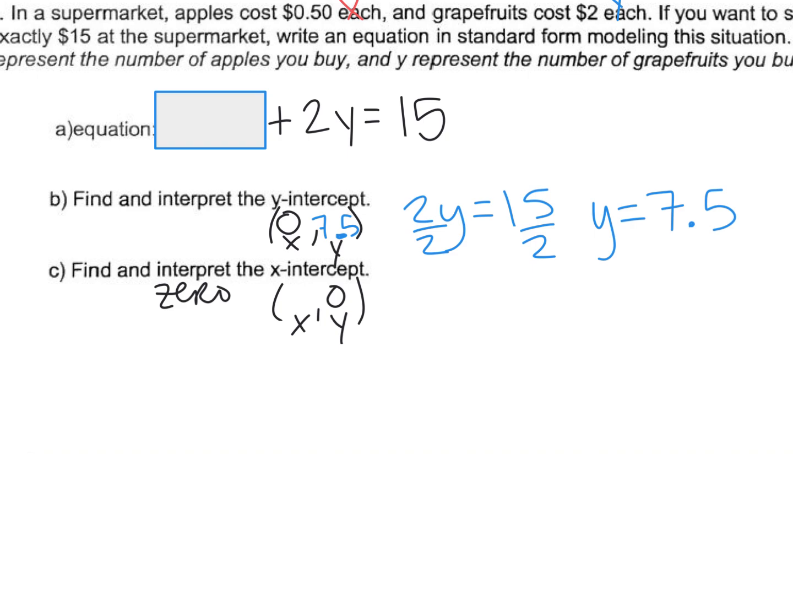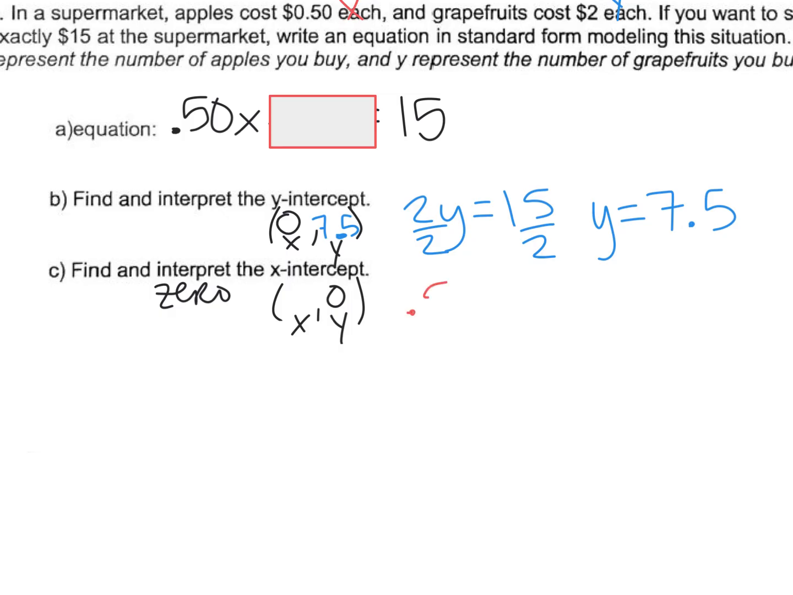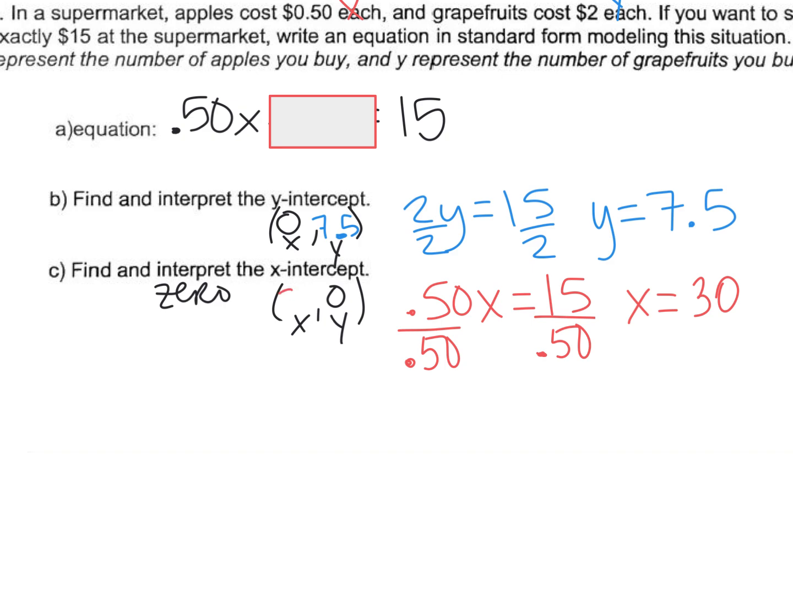Let's look at our x-intercept. Our x-intercept means we're covering up our y. So if I cover up my y and I have 0.50x equals 15, how do I get x by itself? We're multiplying, so instead we're going to divide. Don't try to do this in your head. Use your calculator. X equals 30. So let's talk about what this means.